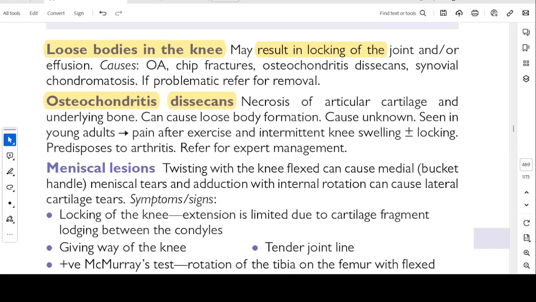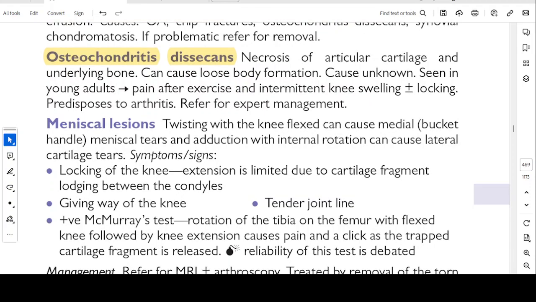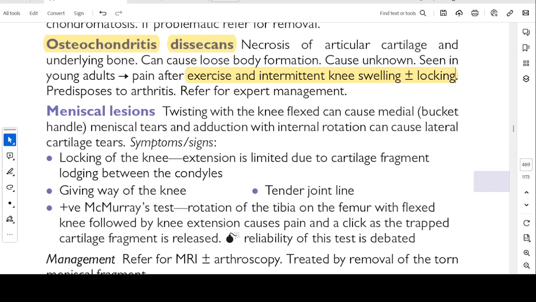Osteochondritis dissecans. Necrosis of articular cartilage and underlying bone can cause loose body formation. Cause is unknown. Seen in young adults. Pain after exercise and intermittent knee swelling plus locking. Predisposes to arthritis. Refer for expert management.